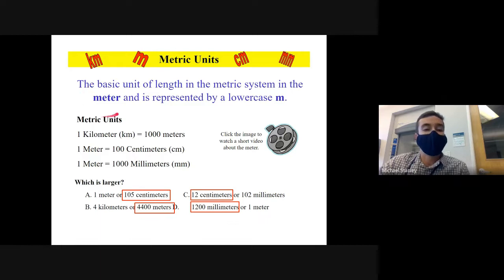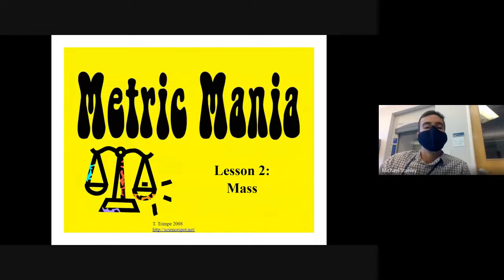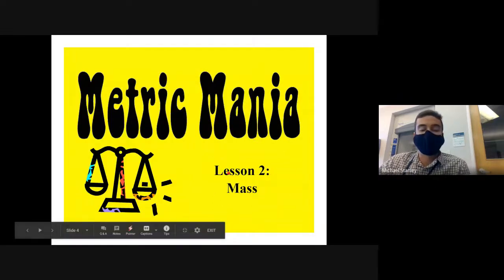All right. So meter is our basic unit of length. This is how we measure how far away something is or how long or wide or high something is. The other thing that we can measure is mass, which is essentially a fancy science way of saying weight. They're not exactly the same thing, but for the purposes of this class and this lesson, mass is the weight of something. So how much something weighs.